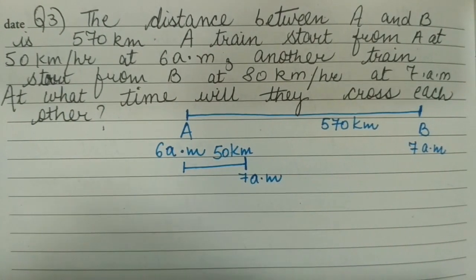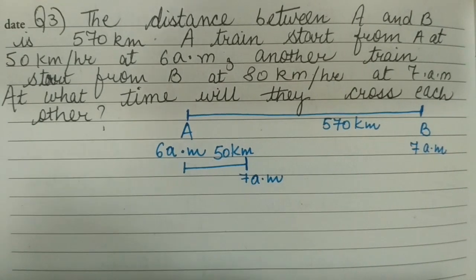Next question is, the distance between A and B is 570 km. A train starts from A at 50 km per hour at 6 am. Another train starts from B at 80 km per hour at 7 am. At what time will they cross each other?